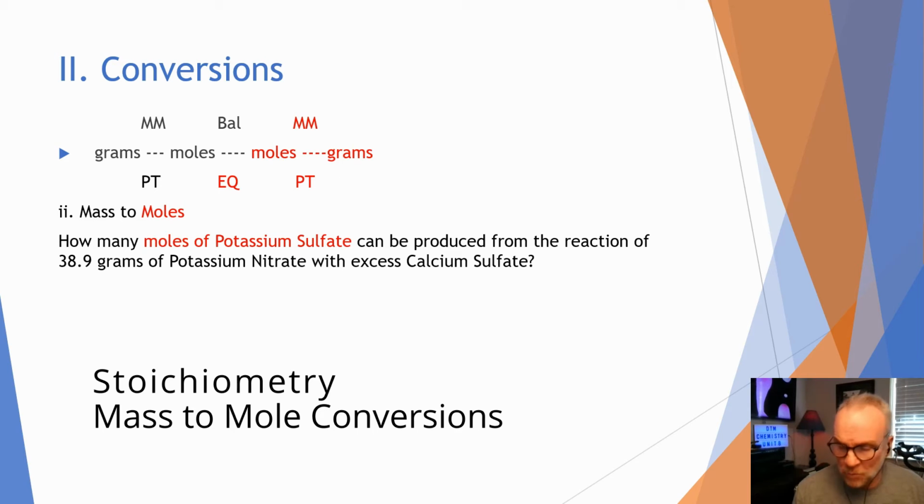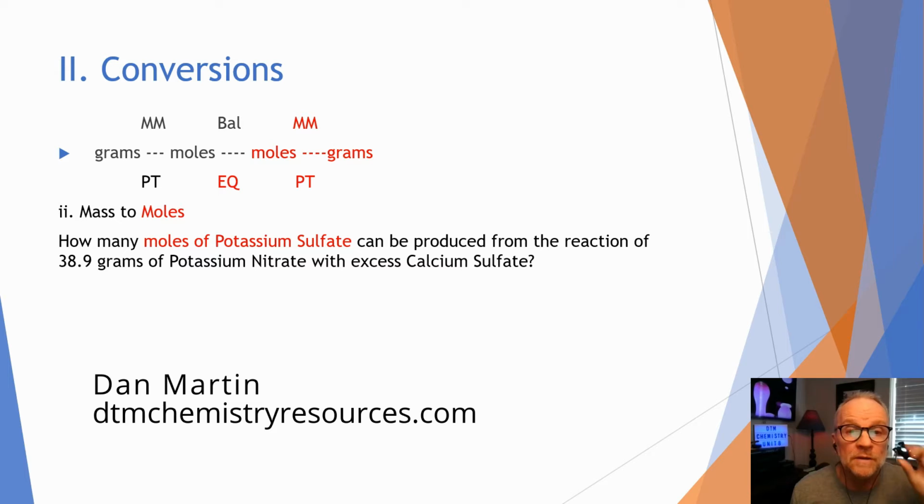And so let's work the problem as an example. It says, how many moles of potassium sulfate can be produced from the reaction of 38.9 grams of potassium nitrate with excess calcium sulfate? So our reactants here are going to be potassium nitrate and calcium sulfate, and then we are going to use those to find out how much potassium sulfate can be made. So we'll start off with a balanced equation.